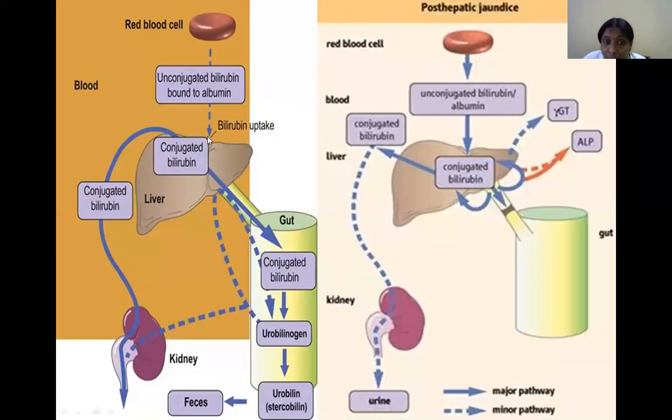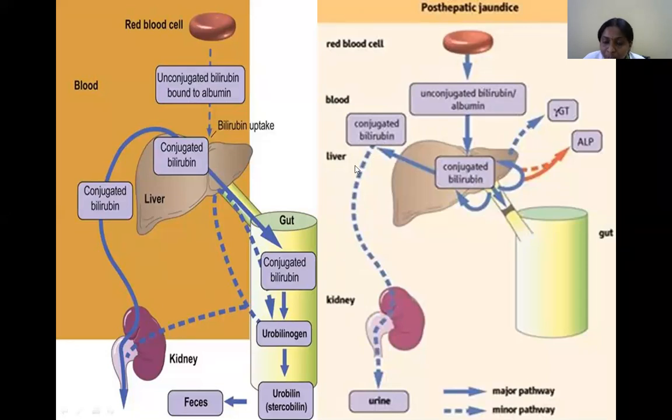This is normal metabolism. This is the metabolism in post-hepatic jaundice, or obstructive jaundice. Here, the conjugated bilirubin levels are elevated, so the condition results in conjugated hyperbilirubinemia. Similarly, ALP levels are also elevated, which damages the bile duct.